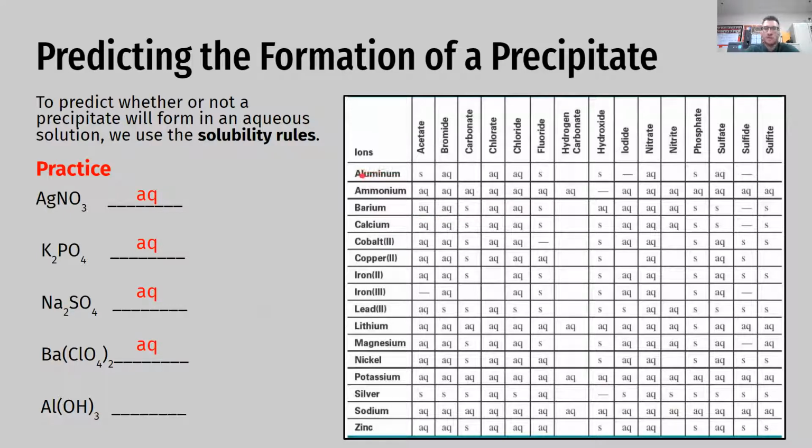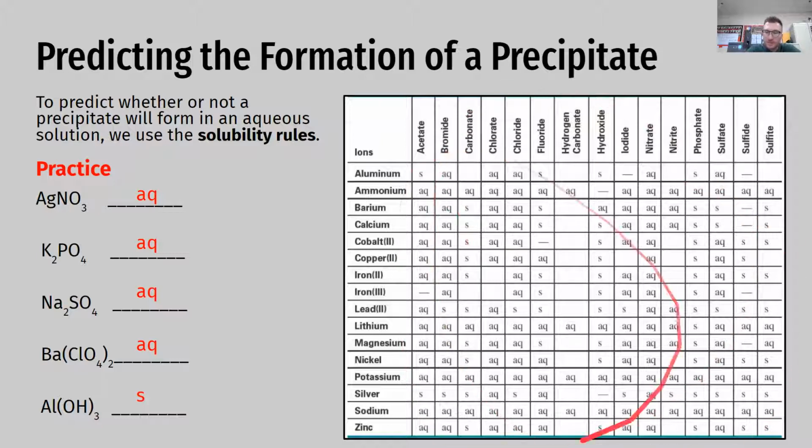Last one, aluminum and hydroxide. There we go. Aluminum combining with a hydroxide ion, OH, that is a solid. So we would indicate that as a solid. So this is obviously a skill that we will practice, or a skill that we need to be able to do, but all of that is meant for the bigger picture, which is predicting the products of a double replacement reaction.